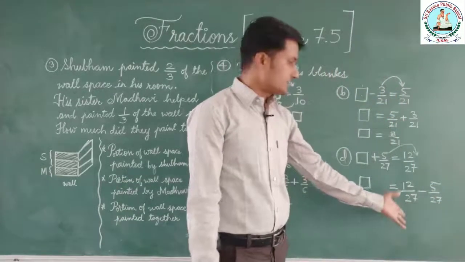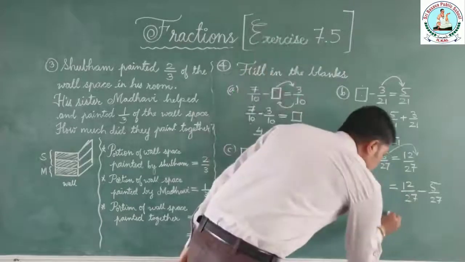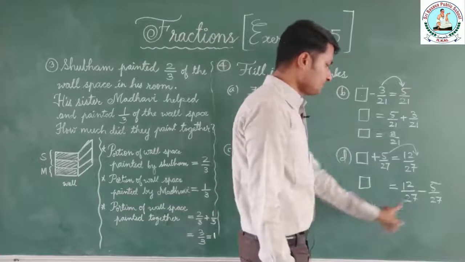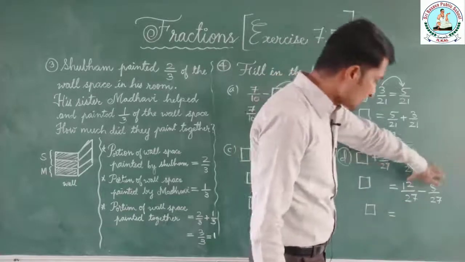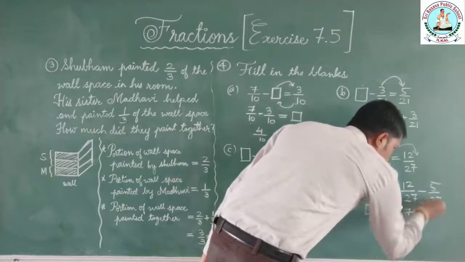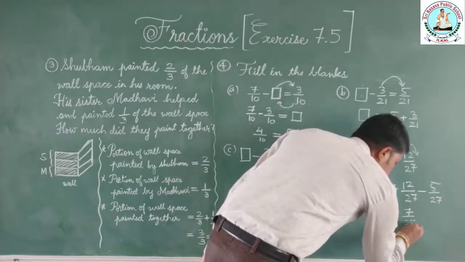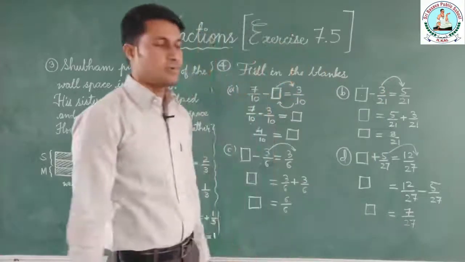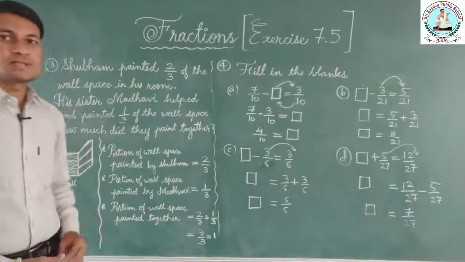Now subtract, it is a subtraction of like fractions. So again we write the empty box on the same side, that is the left hand side. On the right hand side we are doing the subtraction of like fractions. So 12 minus 5 will be 7 and 27 as it is. So in place of the empty box you have to write the fraction, that is 7 divided by 27. So in this way we can solve these problems.